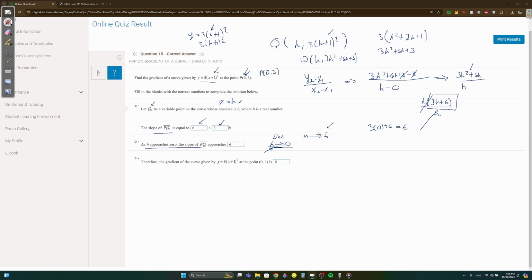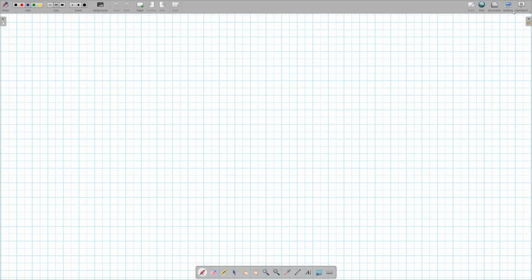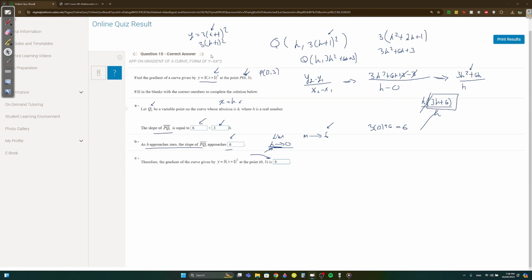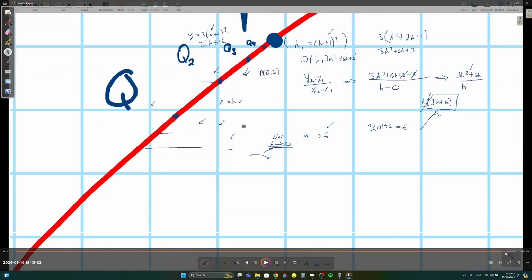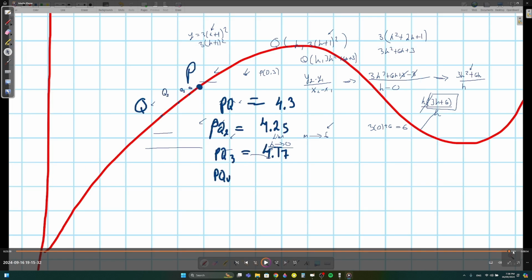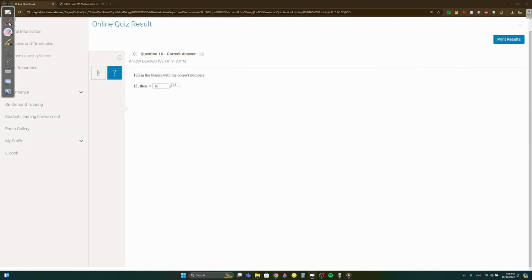So as your h value is approaching 0, your m slope is approaching 6. Therefore, if it's approaching 6, the gradient of the curve is 6. In the example I gave before, it was approaching 4, right? In all these examples. So that's why the gradient of the curve at that point was 4. 16, I think, was an easy one.